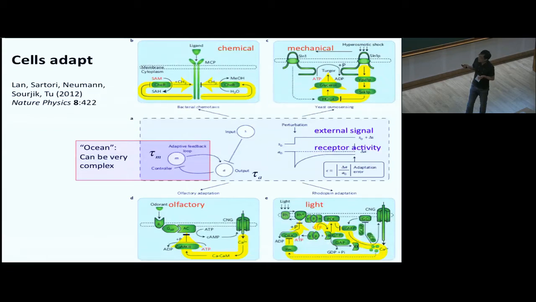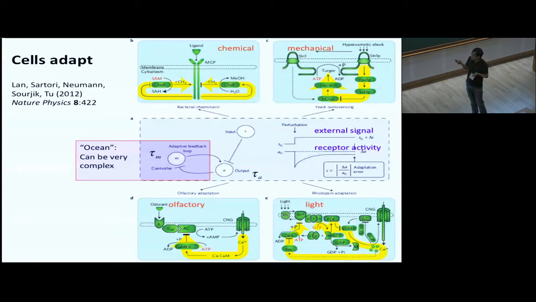Basically, if you have a cell in some external environment, and then you modify the environment in a step-like fashion, for example, a particular chemical that the cell can sense, and you change the concentration of this chemical at some t equal to 0 by a certain amount, then you're going to elicit some response by the cell in terms of the activity of, for example, some receptor or some protein.